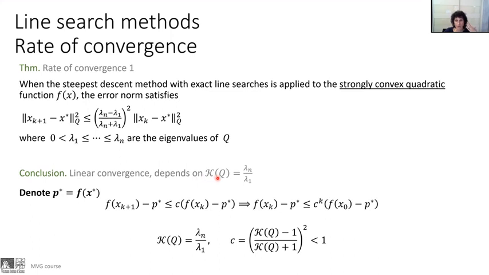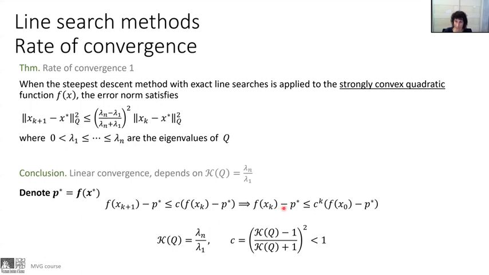It depends on the condition number of the matrix Q, which is lambda n divided by lambda 1. It's always greater or equal to 1, okay? If the condition number is very large, then the convergence could be very slow. If the condition number is closer to 1, then it could be very fast. For example, if I take something like 3 and 1, then I'll have 2 divided by 4, it's half squared, it's going to be very good. So if we denote the value of the function at the minimal point by p star, then it can be shown that the convergence behaves like a geometric series, like what we've written here.